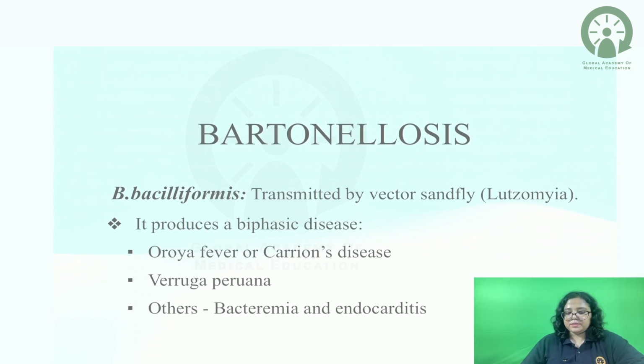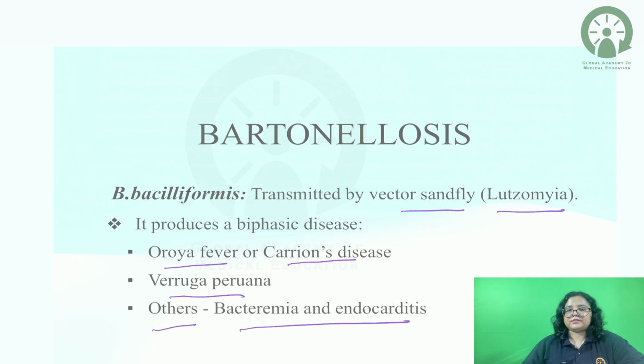Bartonella bacilliformis, which is the third species, is transmitted by the vector sandfly Lutzomyia. It produces a biphasic disease. One is known as Oroya fever or Carrion's disease, and the other is Verruga peruana, and others like bacteremia and endocarditis.